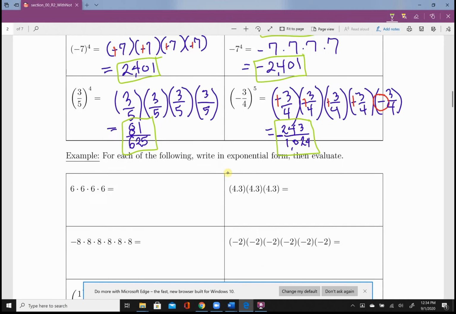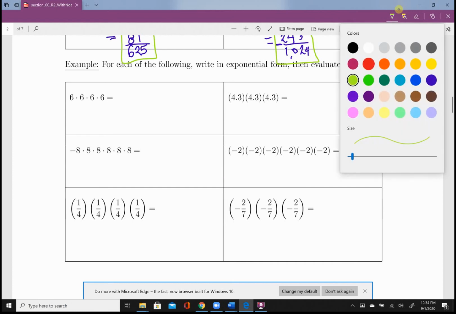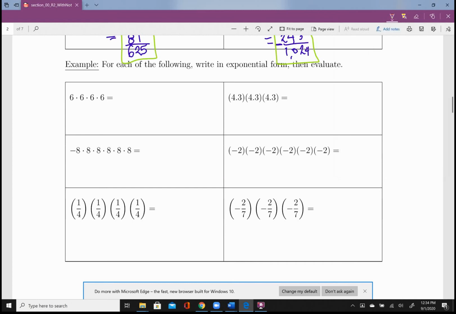We're given something different and we want to do something different to represent what's going on here. So let me get a new color going on. We'll go magenta with it. So for each of the following, write in exponential form and then evaluate. So this has 4 factors of 6. So I can rewrite that using exponential form as 6 to the 4th power. And then what is 6 to the 4th power? Well, let's ask the calculator. 6 to the 4th power, 1296.